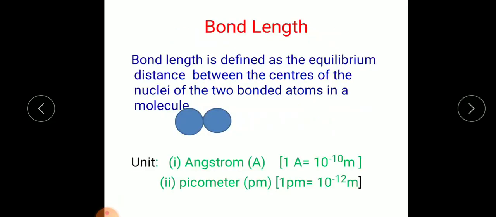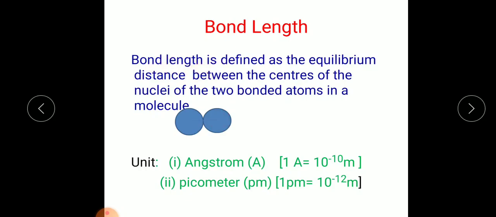What is bond length? From the definition, bond length is defined as the equilibrium distance between the center of the nuclei of the two bonded atoms in a molecule. So if you take two atoms which are bonded to each other, and you take the distance from the center of both the atoms, that is from here to here, that distance is called the bond length.